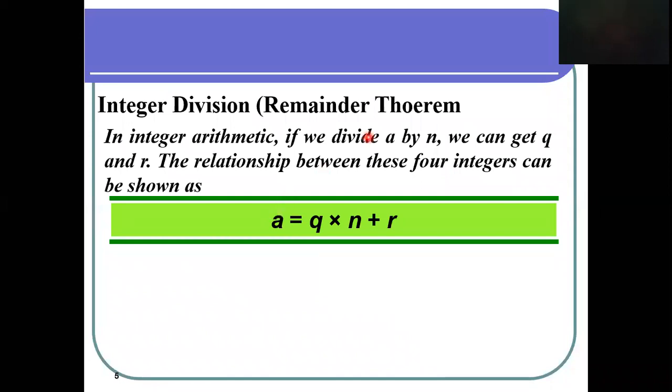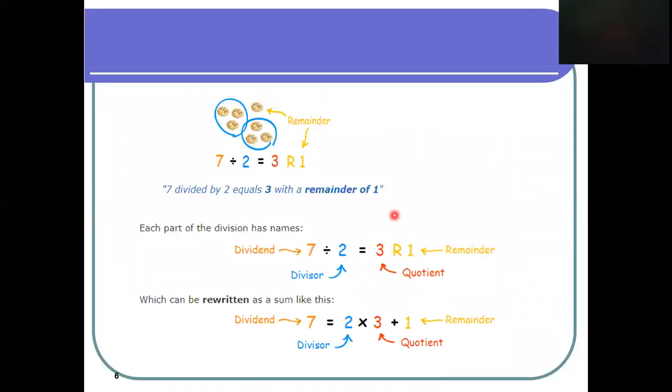So, the remainder theorem or integer division. If you have two numbers, say a and n, and a is divided by n, it can be written like this: a can be written as q times n plus r, where r is the remainder. Let us understand what the remainder theorem means.